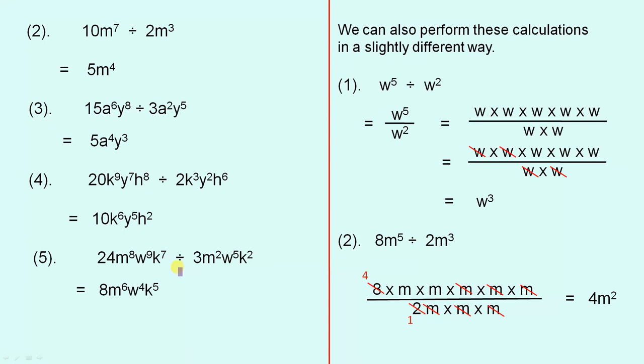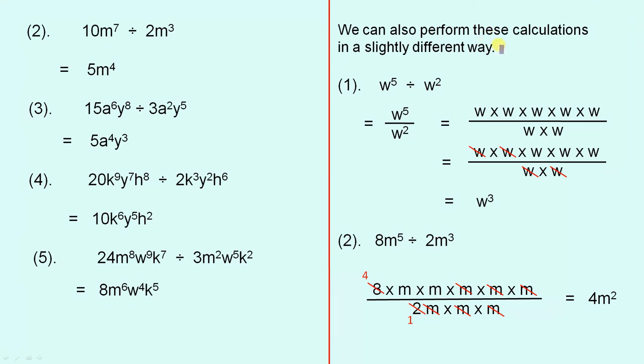Next example, very similar. 24 divided by 3 gives us 8. M to the 8th divided by m squared is m to the power of 6. W to the 9th divided by w to the power of 5 is w to the power of 4. And k to the 7th divided by k squared is k to the power of 5.